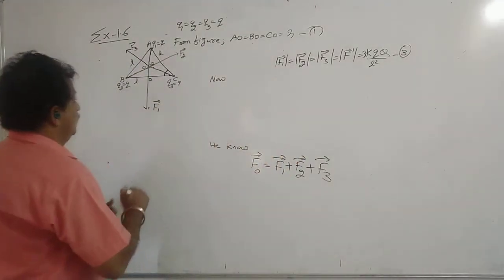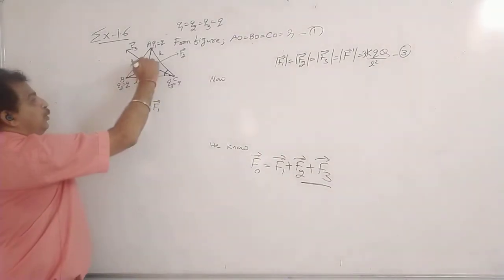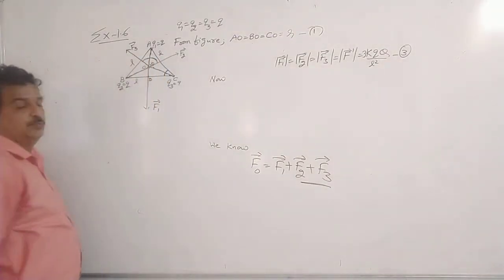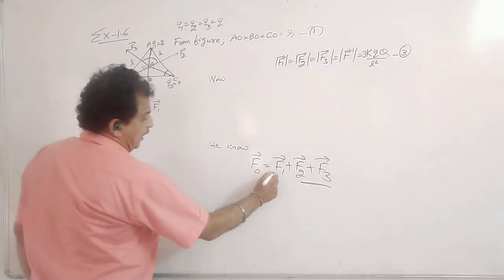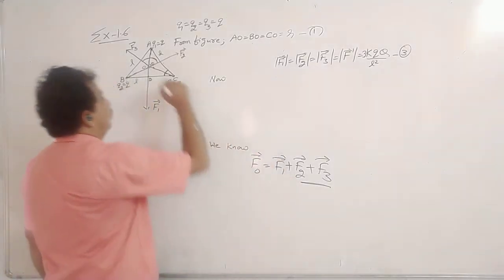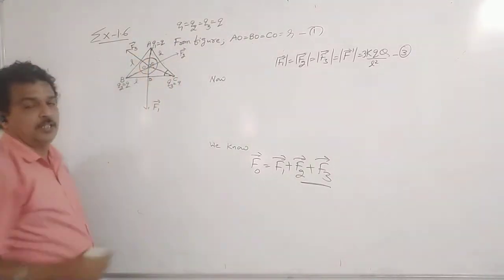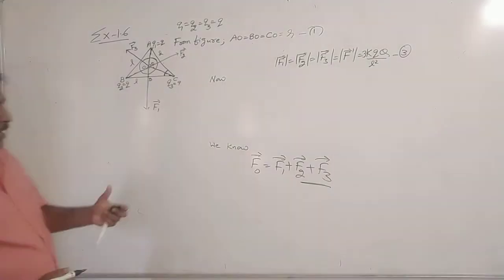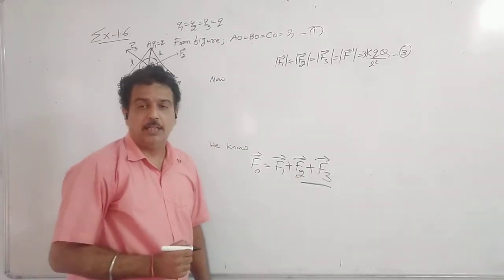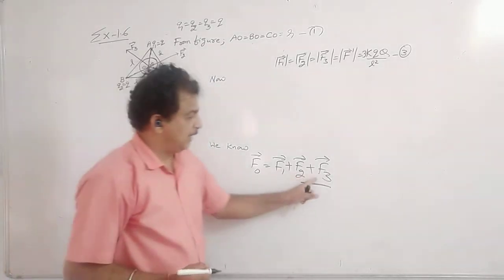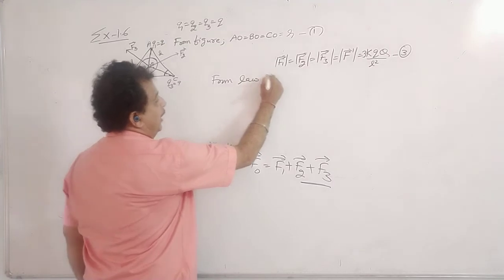Now, suppose I first add F2 and F3. So the angle between F2 and F3, again by geometry, this angle comes out to be 120 degrees. Similarly, if I add 1 and 2, then the angle between 1 and 2 is also 120, 1 and 3 is also 120. So it makes a circle of 360 degrees. So first I will find out the resultant of F2 and F3 by the law of parallelogram, and we know that their magnitude is same.